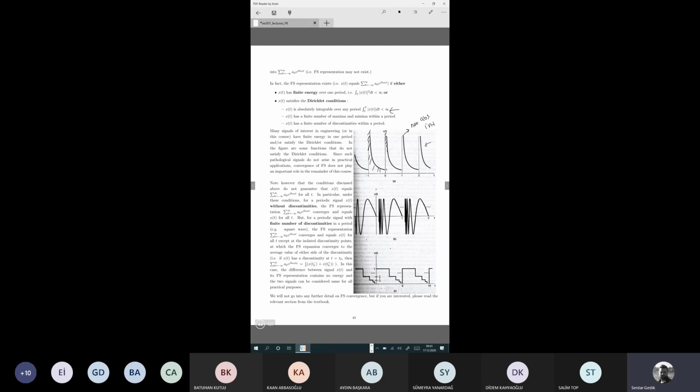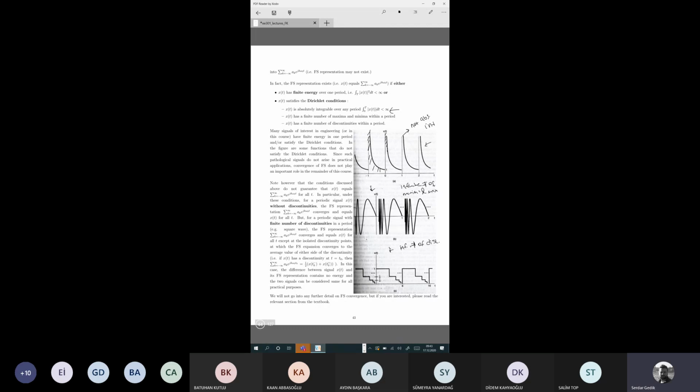The second example actually has an infinite number of minima and maxima. So the second signal has an infinite number of minima and maxima, so it does not obey the Dirichlet conditions. And on the other hand, the third signal finally has an infinite number of discontinuities. So the third signal has an infinite number of discontinuities, so it again does not satisfy the Dirichlet conditions.